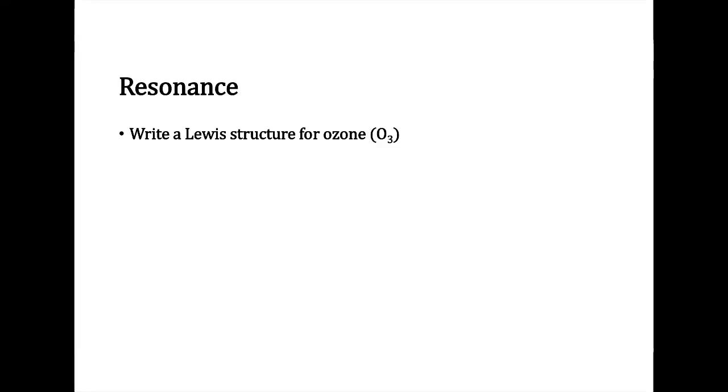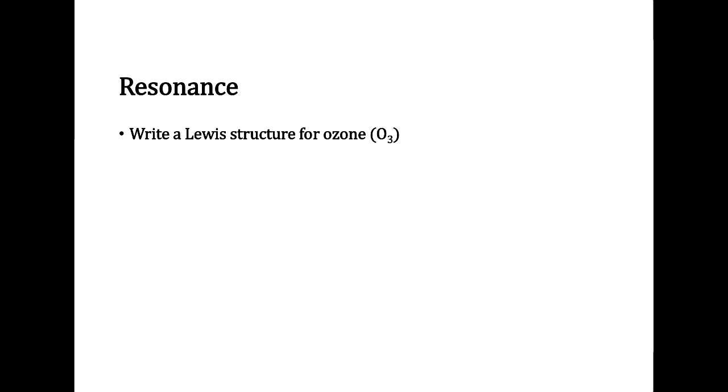So whenever we're drawing Lewis structures, sometimes there's more than one correct Lewis structure that can be used to describe a molecule. And so these are known as resonance structures. So let's go ahead and start with a simpler example. Let's draw a Lewis structure for ozone, O3.